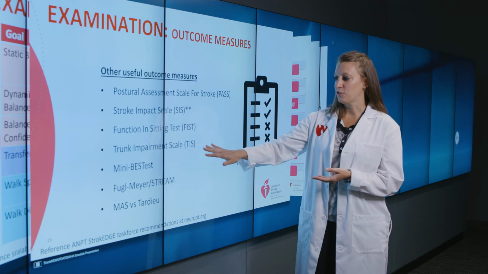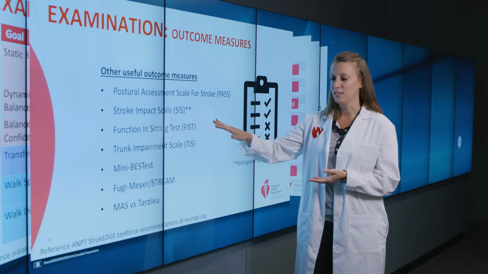The FIST and the Trunk Impairment Scale are both tests that can be done for an individual in a sitting position if there's someone at a lower level and you might need some sort of an outcome measure to track their progress, but they're not able to do some of those higher level tests yet. Either of those might be useful.